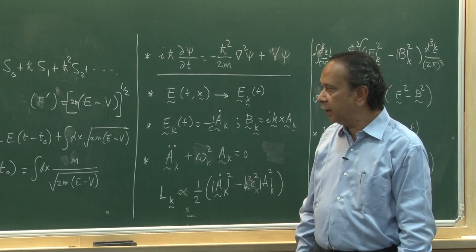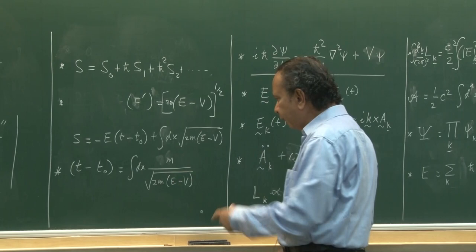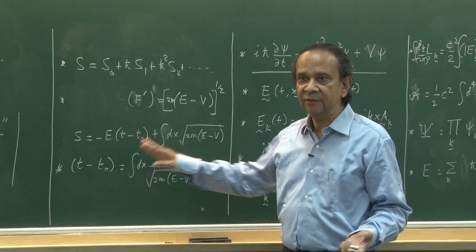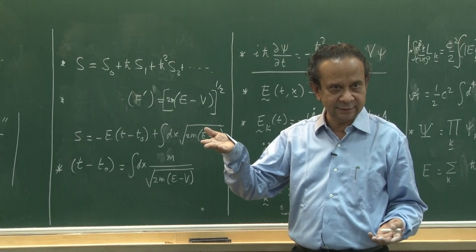What does this mean? Well, to understand what this means, convert this back. Of course, if you want to just find the trajectory, you plug in V of x, integrate this, you get t as a function of x, invert it, you get x as a function of t, you have found the trajectory. That is going to be the classical trajectory.